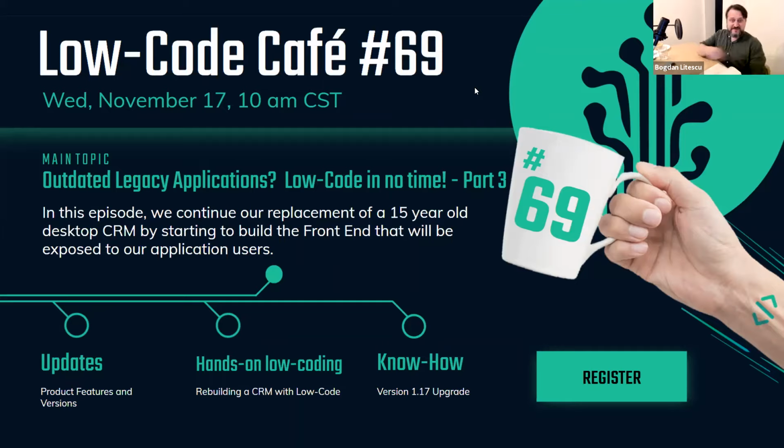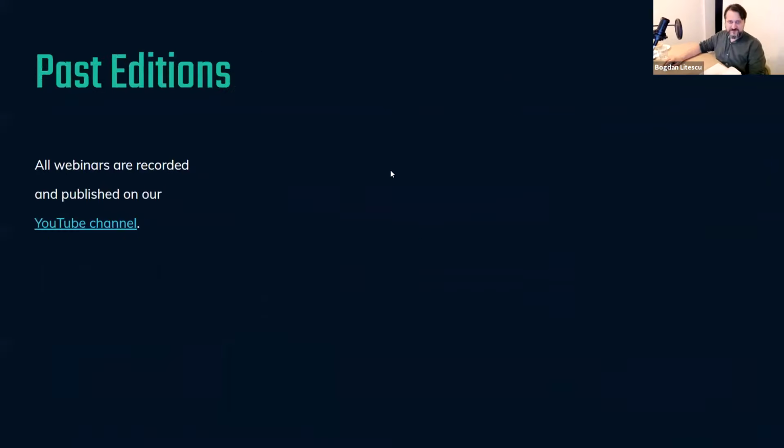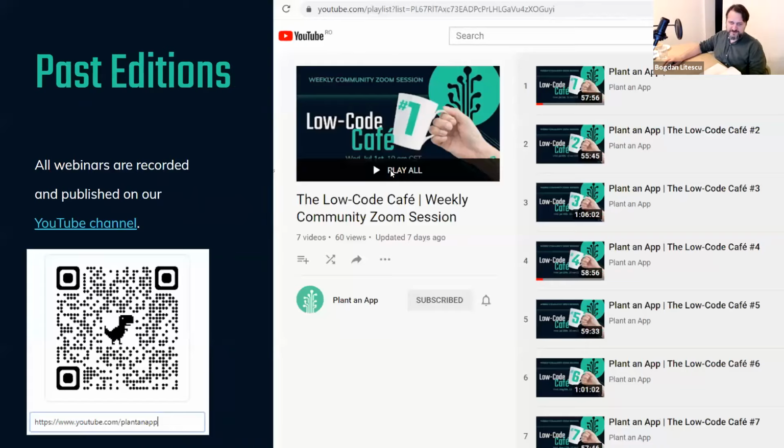My name is Bogdan Litescu. I'm the founder and owner of Plant an App. And this is a community event we are doing every week at the same hour, same day. And we get together to showcase new capabilities coming in Plant an App. We showcase techniques that we learn on our support channel. And the biggest chunk is the hands-on part where we usually build systems with Plant an App, like in the case today, where we continue our series on legacy applications.